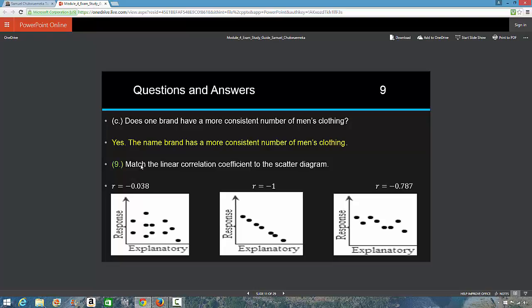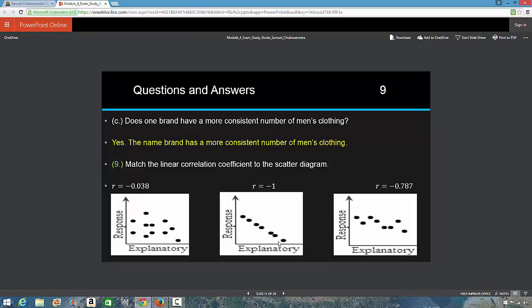Question 9, match the linear correlation coefficient to the scatter diagram. There's something I want to show you here. These are all negative values of the correlation coefficient, but this one does not show any straight line. The points are kind of scattered. So it shows a very weak negative linear relationship. Very weak. That's why you have negative 0.038.